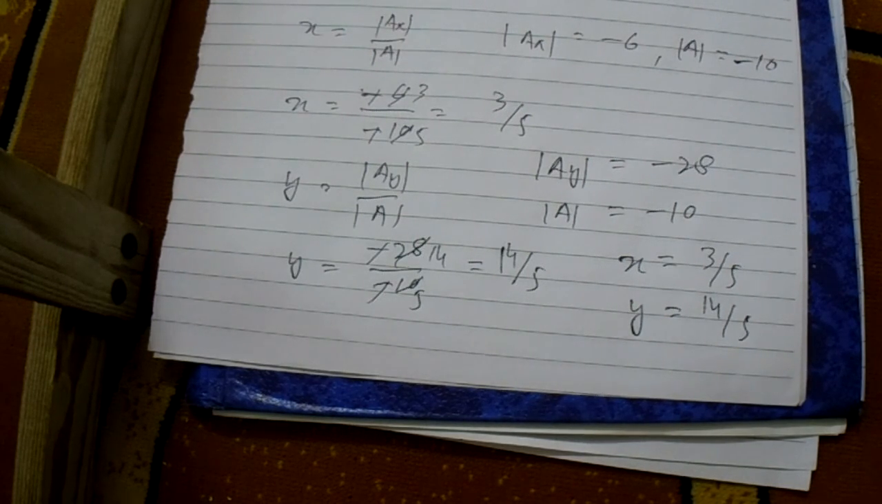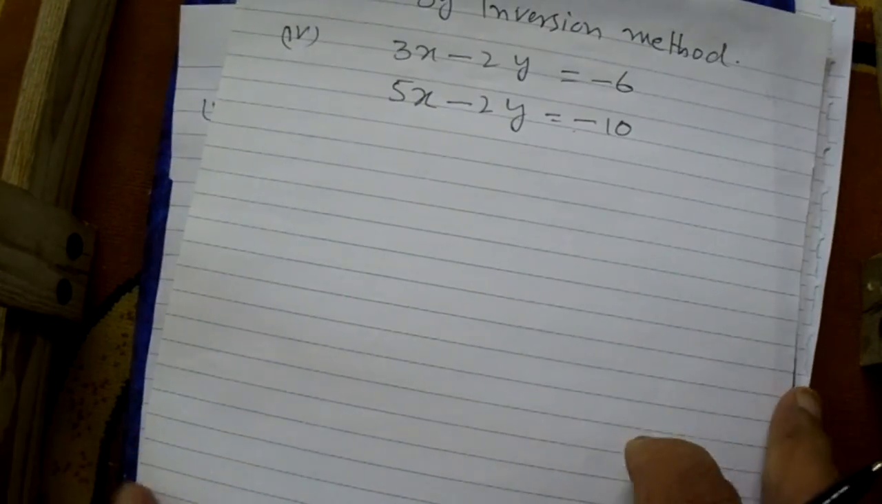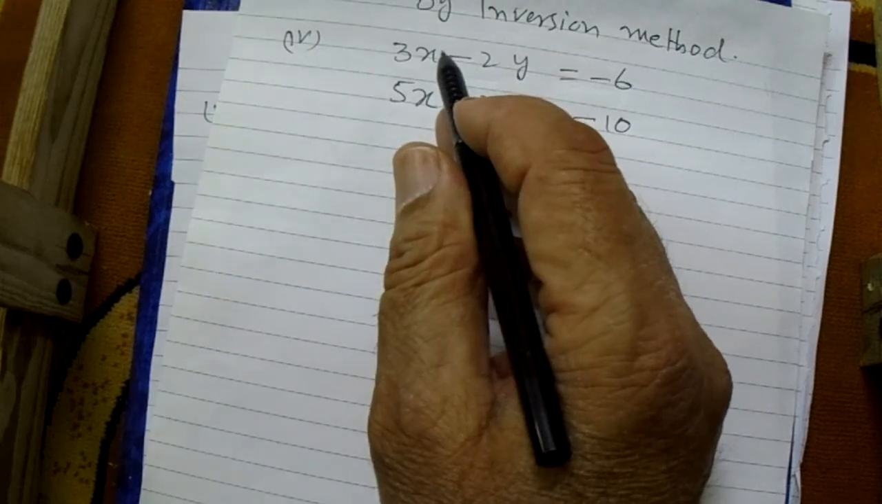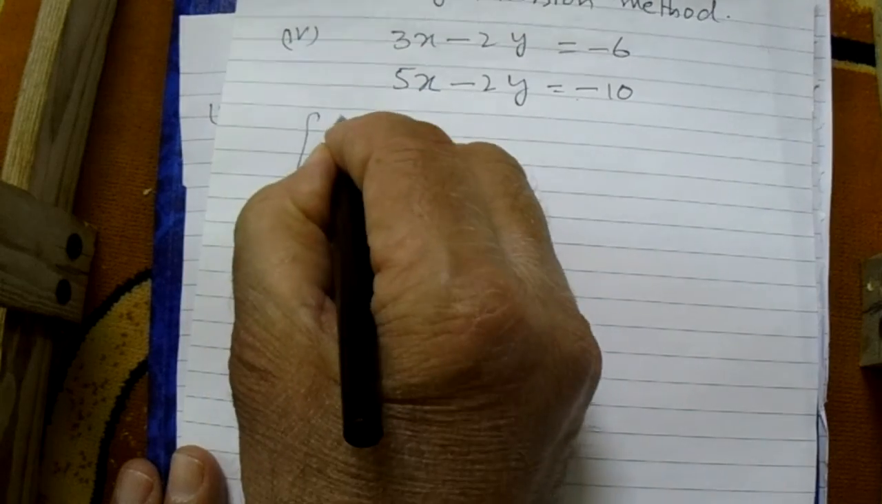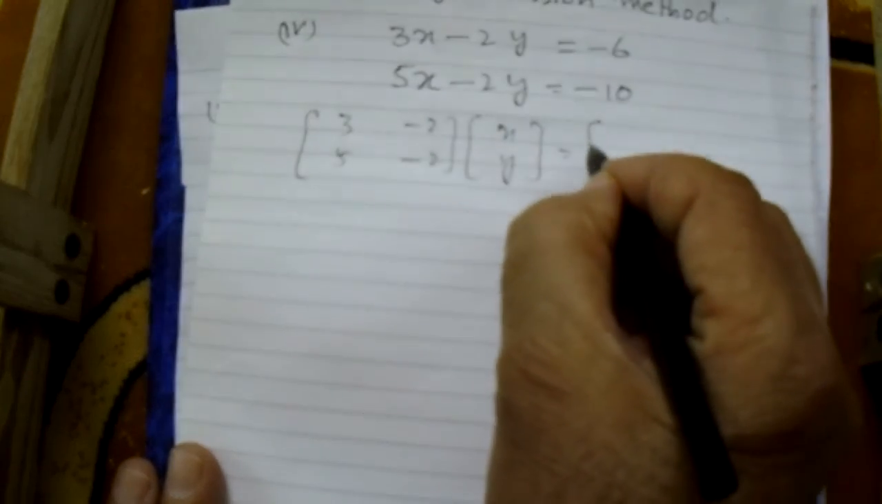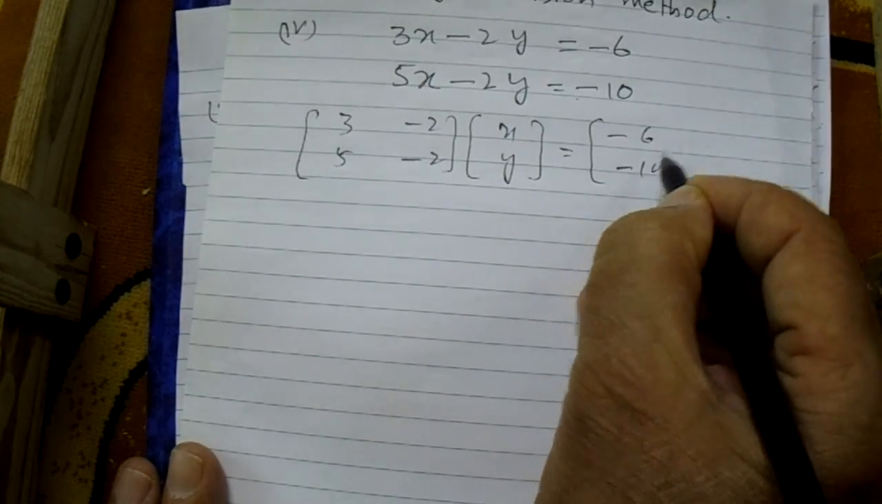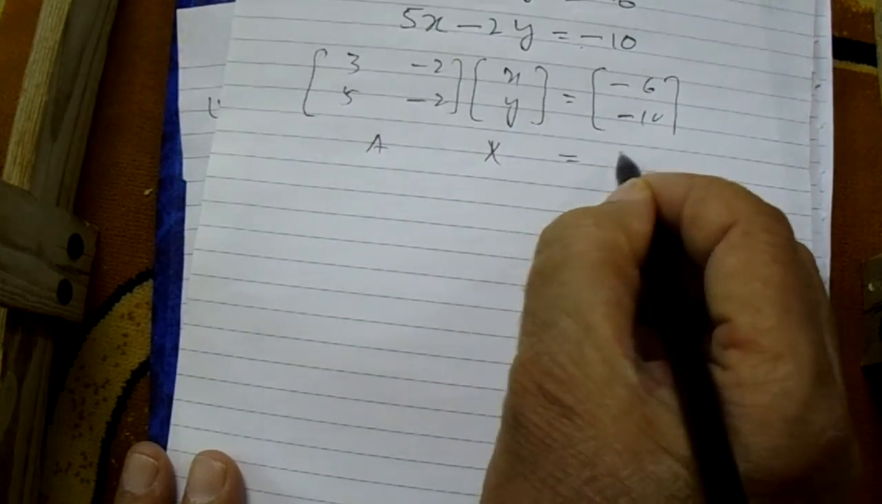Now we have the fourth part. Now we solve the fourth part of this equation. This is our fourth part by this method. The fourth part of the first question is this. We first write these in matrix form: 3, minus 2, 5, minus 2 here, and here X, Y is equal to minus 6, minus 10. This is our A, this is our X, and this is our B.